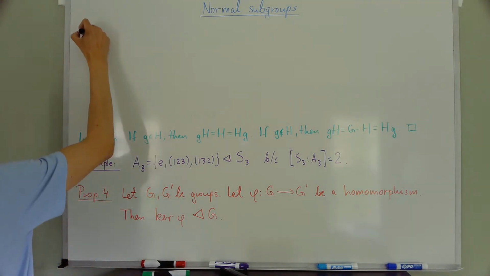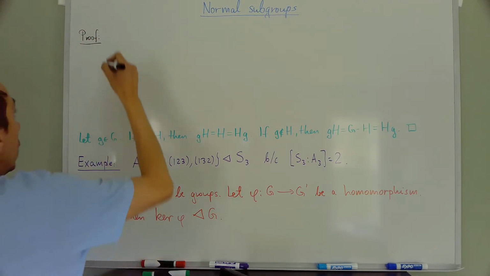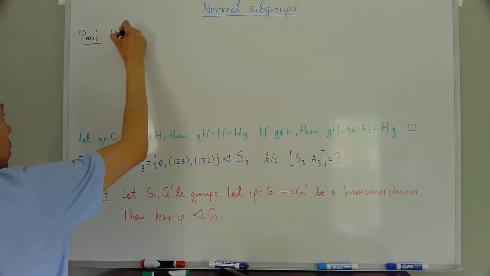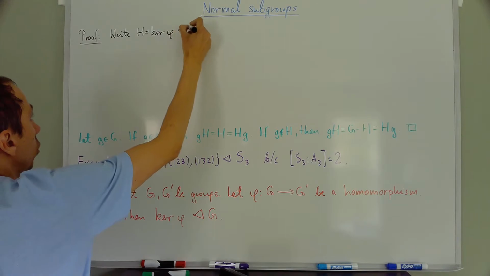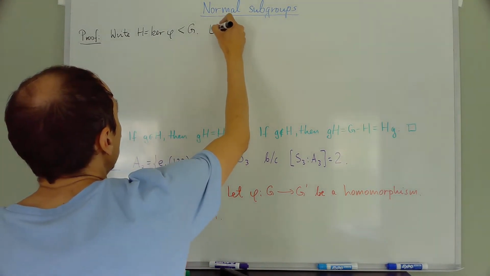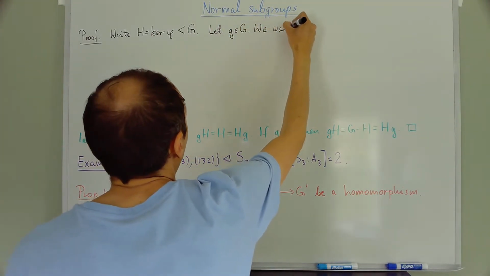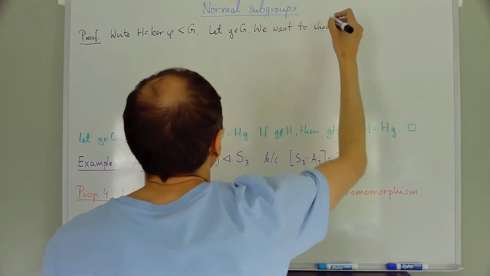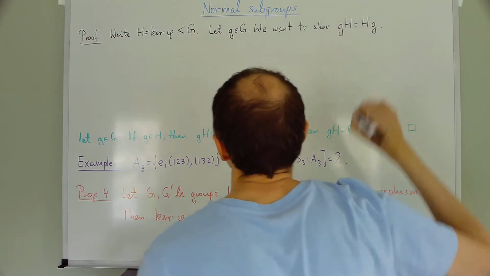So proof. Write H for the kernel of phi, and I already know this is a subgroup of G. This is something we discussed before. So now I just want to show that it's a normal subgroup. So how do I show it? I take any g in G, and we want to show that the left coset gH is equal to the right coset Hg.